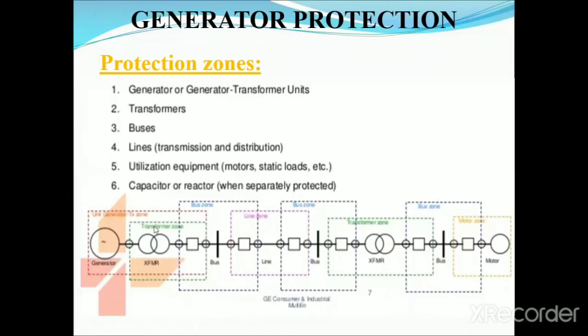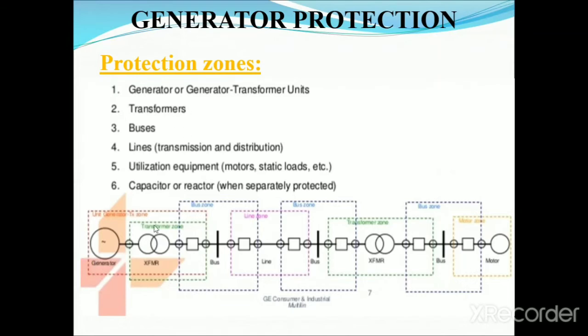Next, the second one: we give separate protection for that transformer also. That is the second zone, the transformers. The protective system is divided into different zones to make it easier to give protection to the system. That's why the overall system is divided into separate zones. The first one is the generator area, the generator transformer unit zone.